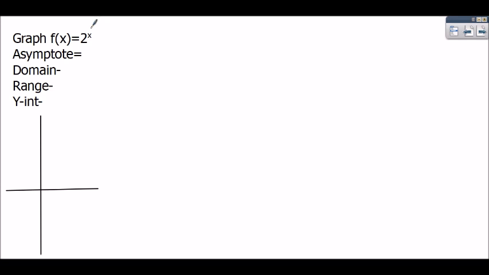Graph, the first thing I'm going to do is find the y-intercept by plugging in 0, and then asymptote, I'm going to put positive infinity, negative infinity, see if I have one, graph, and then find domain and range from there.